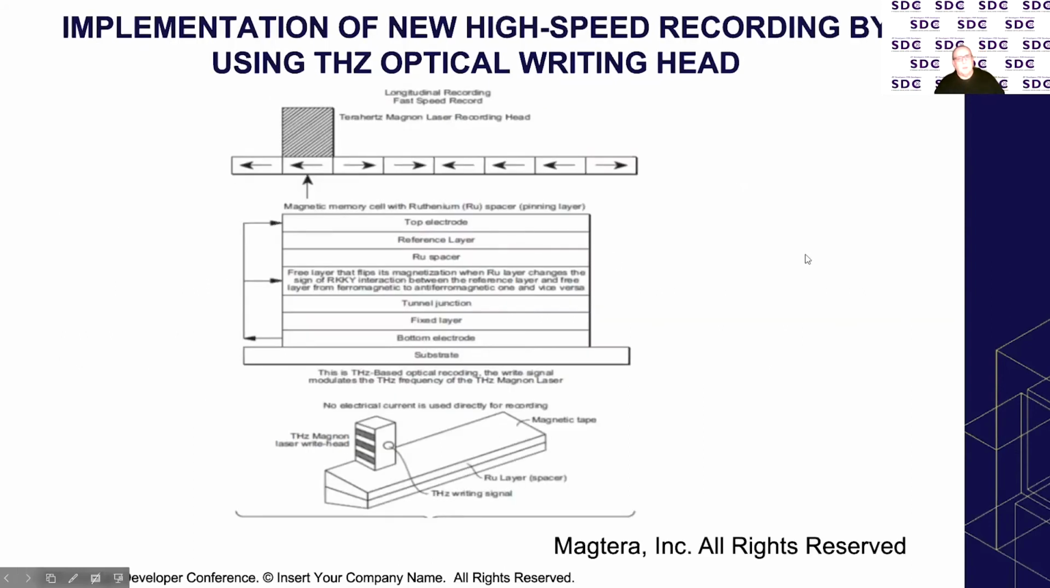So let's look at the new way of recording that we invented. This is the device used in optical magnetic writing, the optical terahertz writing head. Basically, we don't use electrical current here. The electrical current is used only to generate terahertz radiation. So heating of the writing layer will be negligible, which means that we can almost eliminate the heating problem.